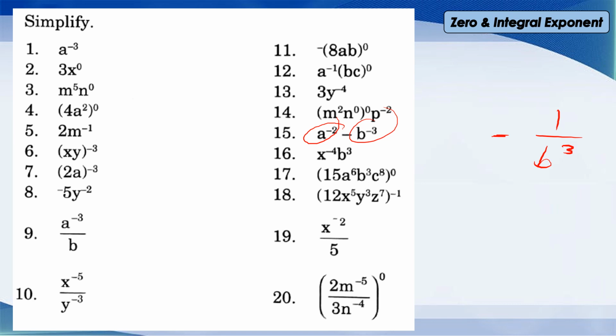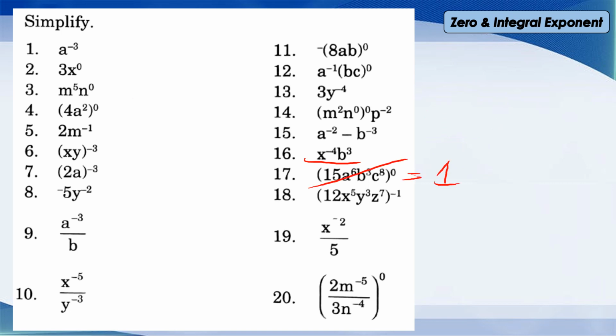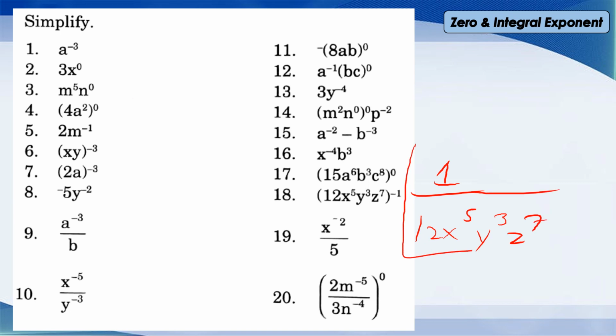Next, we have x raised to negative 4 times b cube. Edi siya magiging b cube over x raised to 4. Kung ano lang yung negative, siya lang ang gagalawin. Sabihin, siya lang ibababa. Then, 17 cancel equals 1. 18, ibababa mo lang siya. Ito na sa 18. 1 over 12x raised to 5, y raised to 3, z raised to 7. Ito na yun.